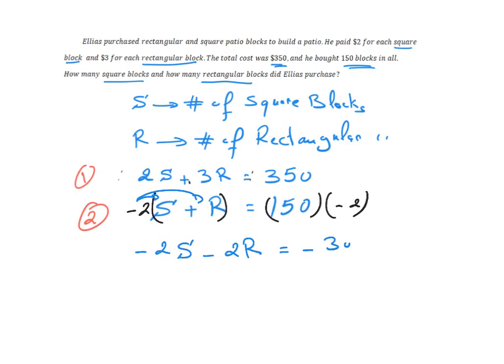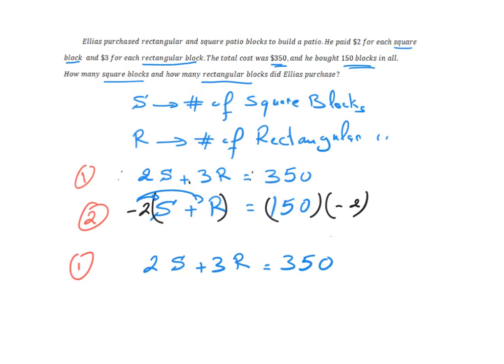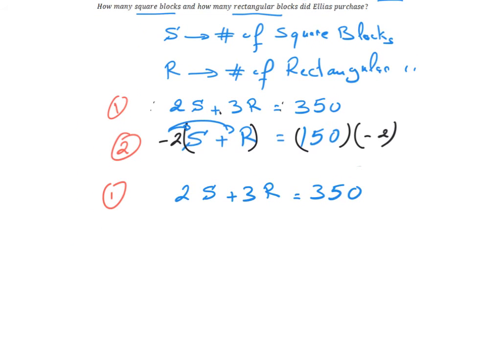Let me write both equations again. Equation number 1: 2s plus 3r equals 350. And equation number 2 becomes -2 times s, that would be -2s, minus 2 times r will be -2r, and 150 times -2 will be -300.